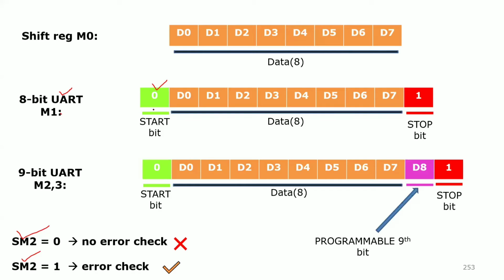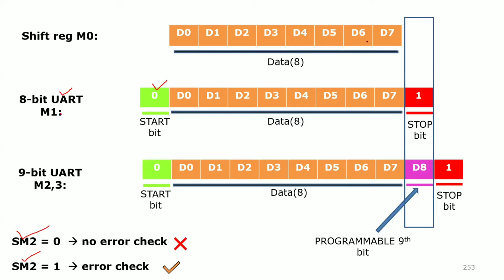Now where will I check the errors? In the additional bits. I could take any one bit or 2 bits at a time to check the errors, but I will take only 1 bit to check the errors. Which bit? The 9th bit. So if you check this highlighted rectangle, you can see only the 9th bit.